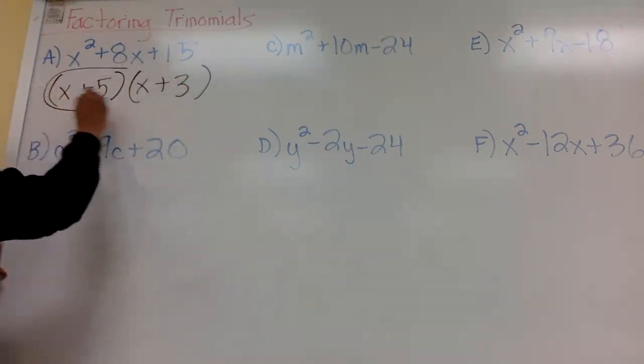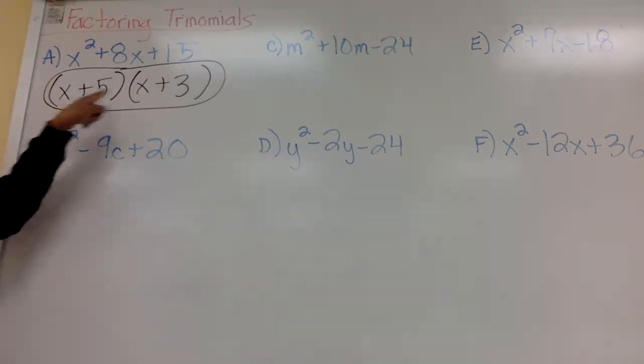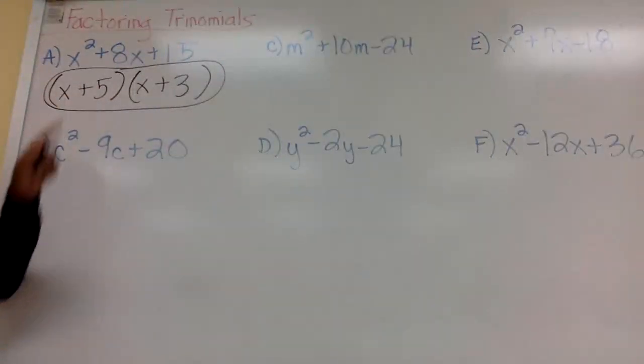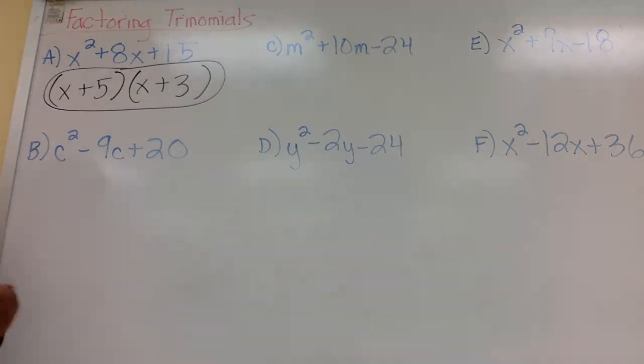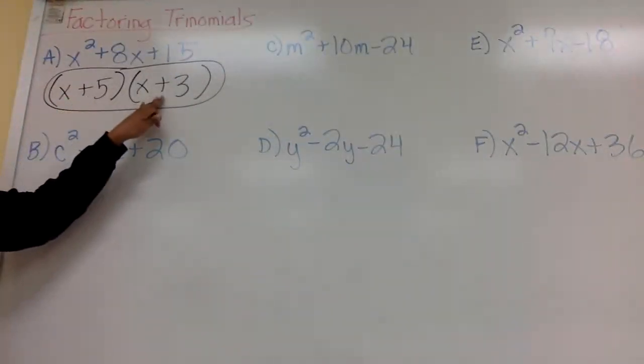So this is our final answer. And if you put x plus 3 and x plus 5, same thing. So the commutative property says it's going to give us the same answer. So x plus 5 times x plus 3.